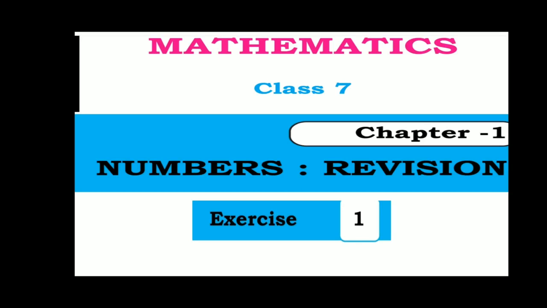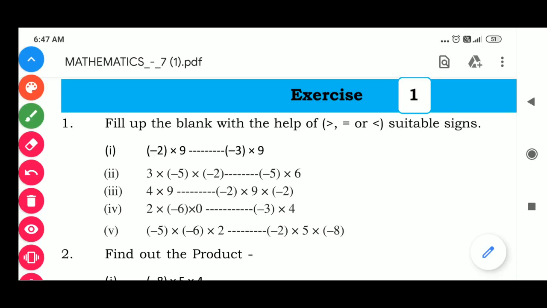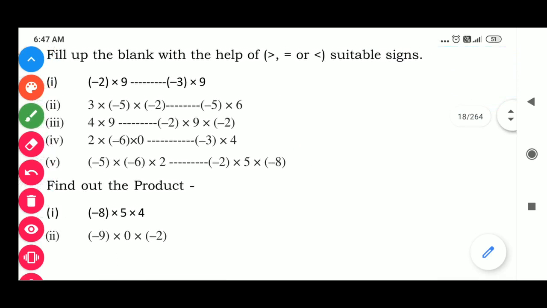Today we are studying mathematics, class 7, chapter 1, Number, and that is the revision chapter. Now you are starting your Exercise 1. Exercise 1, the first question: fill up the blank with the help of these signs. These are greater than, equal to, or less than, suitable signs. And how can these signs fill in these blanks?